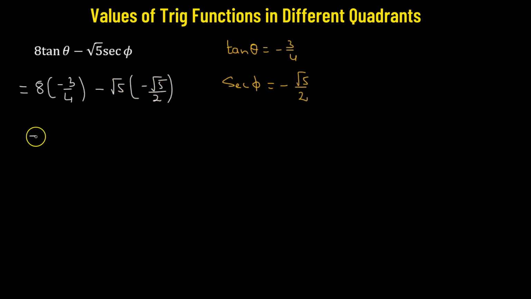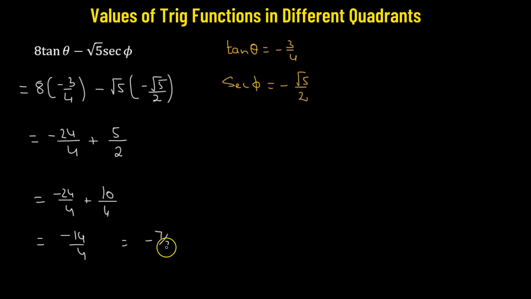This is going to be equal to, so 8 times negative 3 is negative 24. So we have negative 24 over 4 plus square root of 5 times square root of 5, which will be positive 5 over 2. Which will be equal to negative 24 over 4 plus, we'll multiply both numerator and denominator of 5 over 2 by 2. That gives us 5 times 2, that's 10, and 2 times 2 is 4. This is done so that we can now add the two fractions. So we're going to get negative 14 over 4 or simply negative 7 over 2. So this is going to be the value of 8 tangent of theta minus square root of 5 times secant phi.